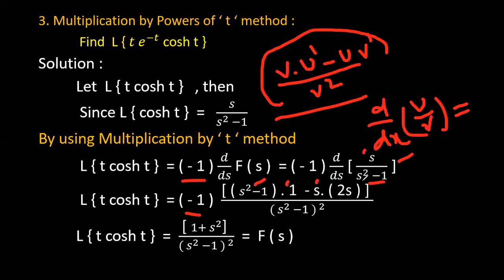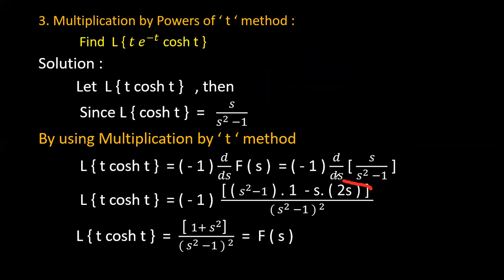So differentiation of s square is 2s, minus differentiation of 1, which is a constant, so it is 0. So 2s, s into 2s. Finally, if you simplify this, what you will get is 1 plus s square. So if you simplify this whole term with minus 1, then finally you will get 1 plus s square by, in the denominator, s square minus 1 whole square. Okay, so this is your actual F of s function.